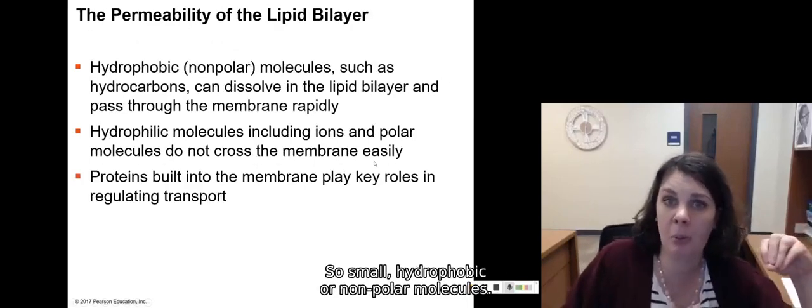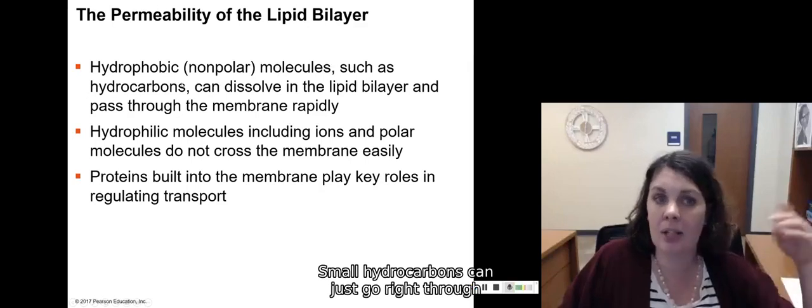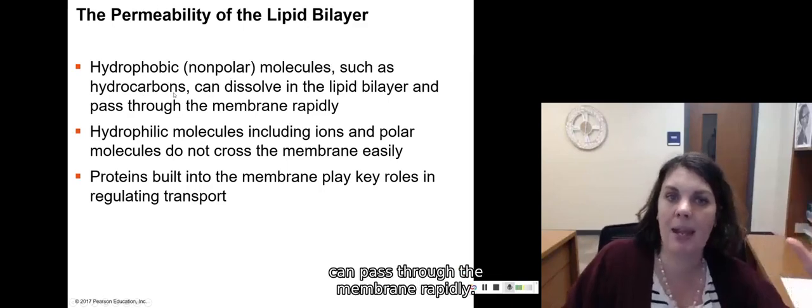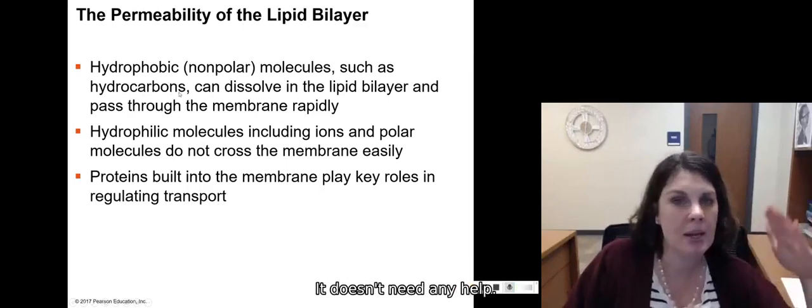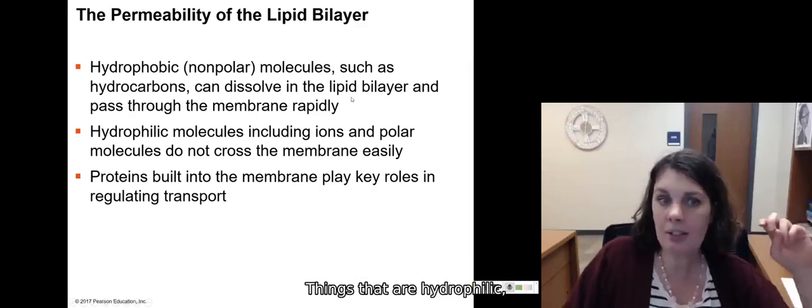So small hydrophobic or nonpolar molecules, so things like carbon dioxide, small hydrocarbons, can just go right through that lipid bilayer, and they can pass through the membrane rapidly. So it doesn't need any help, it just goes straight through the cell membrane.